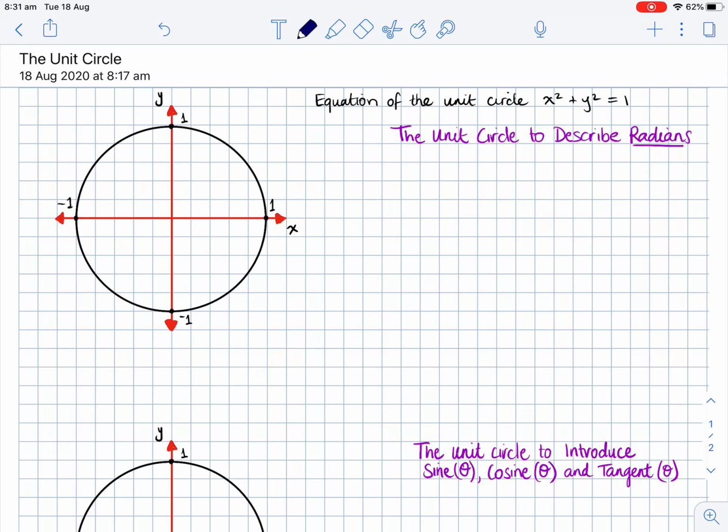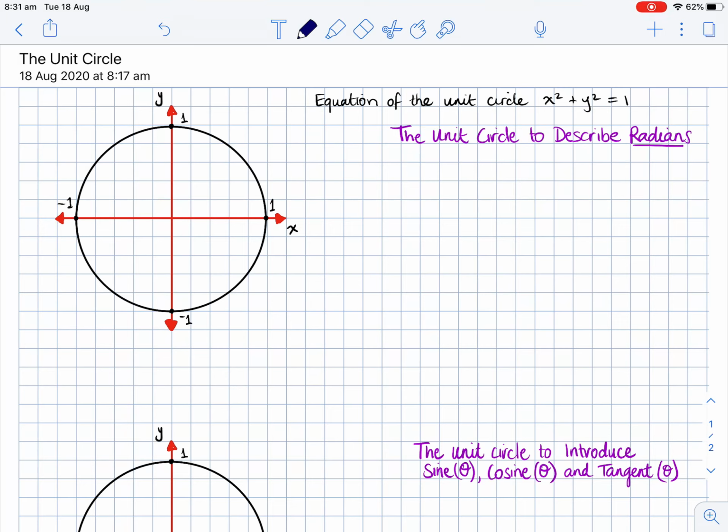Morning everybody. This video that I'm making today is to introduce the unit circle to you if you haven't already seen it, and I'm going to use the unit circle to talk about a different unit of measuring angles, which is called radians, and also to use the unit circle to introduce sine, cosine and tangent, and then finally we'll have a look at where the trigonometric ratios sine, cos and tan come from for right angle triangles. And they all stem from this basic circle.